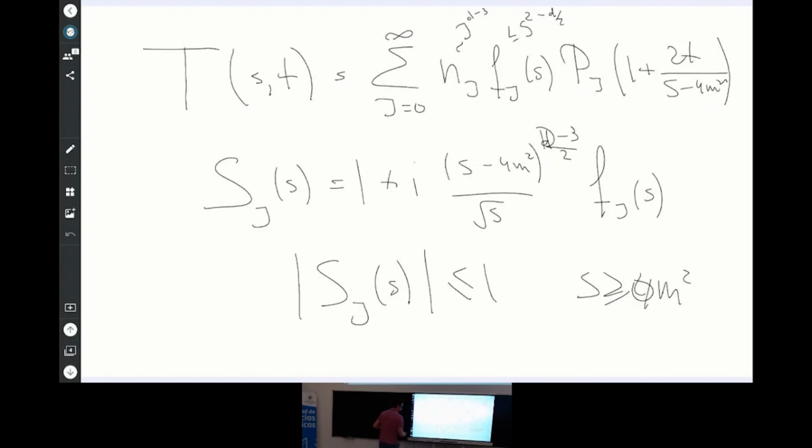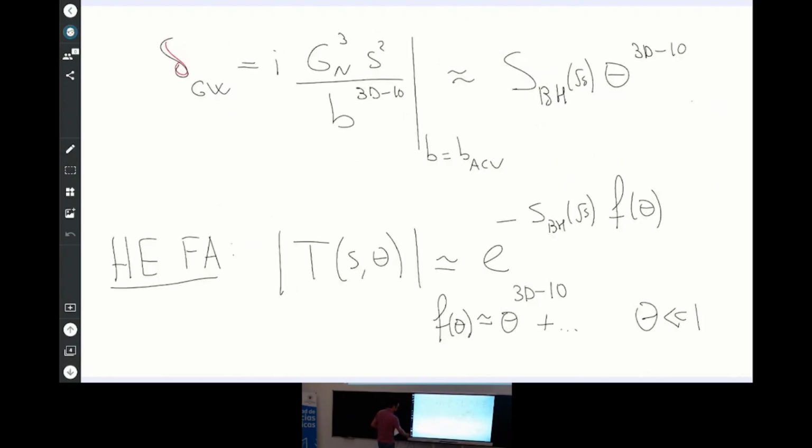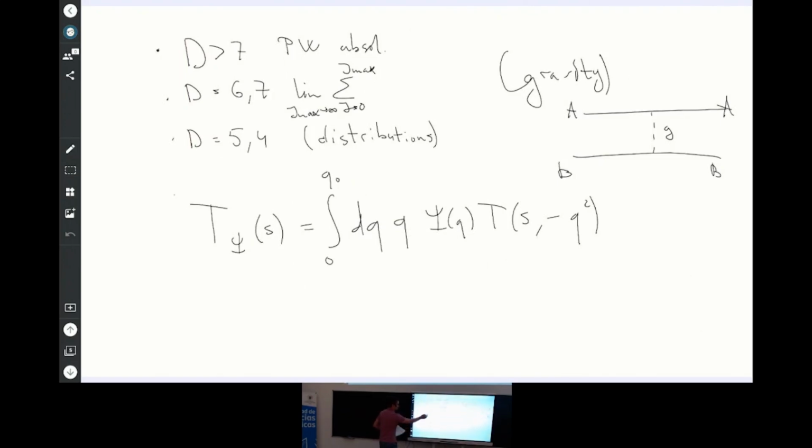Well, I simply say that if you define partial sums and take the limit as J max goes to infinity, it's convergent. So it's not absolutely convergent. No.